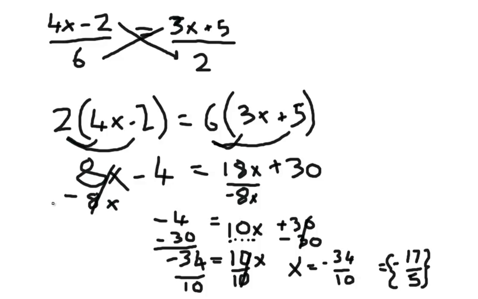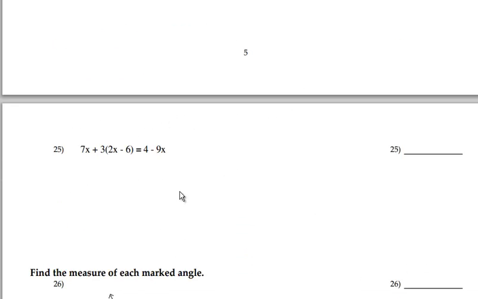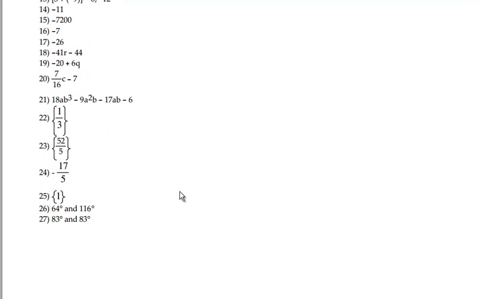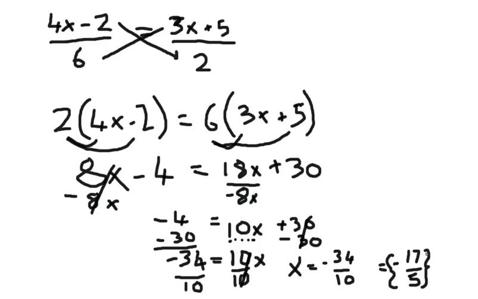Remember I said to you I've got the answer sheets here. So that was 24. Question 24, don't get dizzy. Negative 17 over 5. There it is. Is that what we got? Negative 17 over 5. There you go. So remember this, when you see them like this, cross multiplication makes life so much easier.